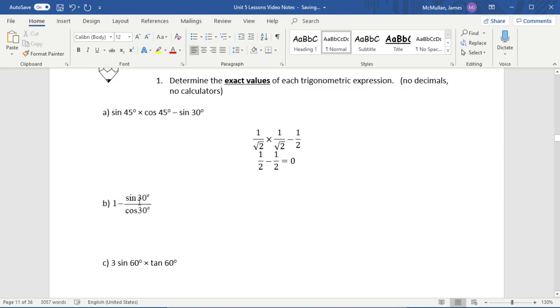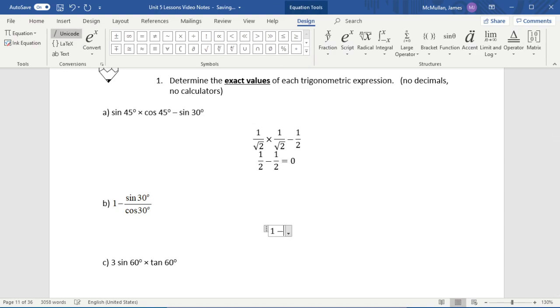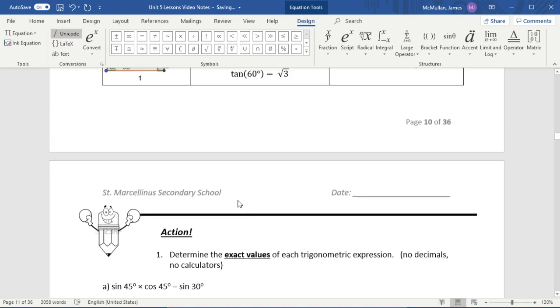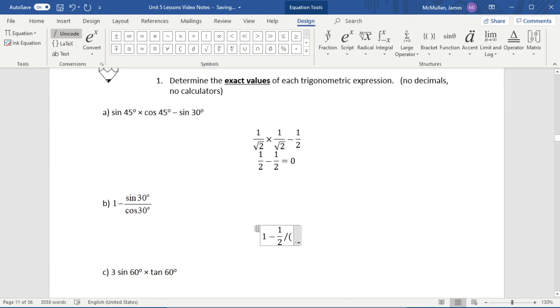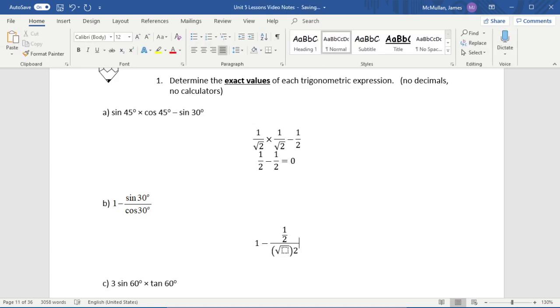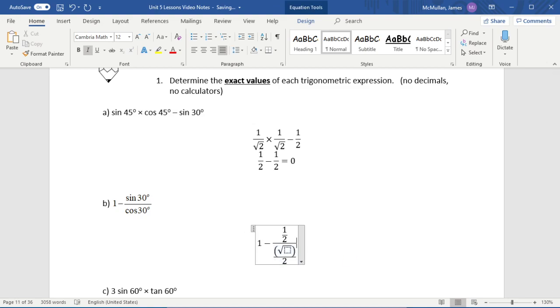1 minus sine 30 over cos 30. Okay, so 1 minus. Now, sine 30, we just said, is 0.5, or let's say 1/2. And then this has to be divided by cos 30. Cos 30 was root 3 over 2. So let's go square root 3 over 2. Okay, so you got something that looks like that. I put sine 30 on the top, cos 30 on the bottom.